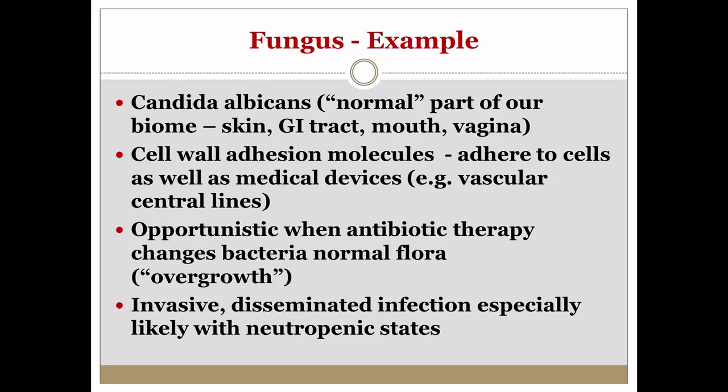Let's take a closer look then at one of the most common funguses or fungi that you will encounter, and that is Candida albicans. Once again, this is a normal part of our microbiome. It lives on the skin, in the GI tract, and in the mouth of about 55% of the population. For women, about 20% of the women have Candida albicans as part of the biome of the vaginal tract.